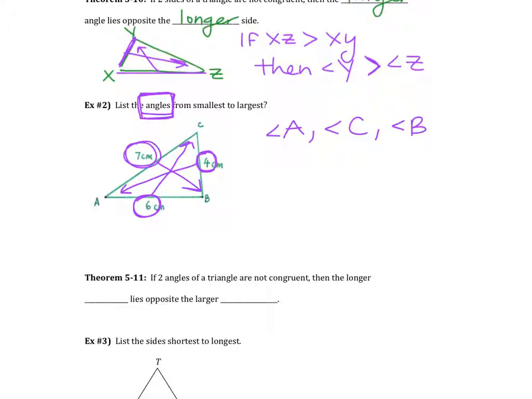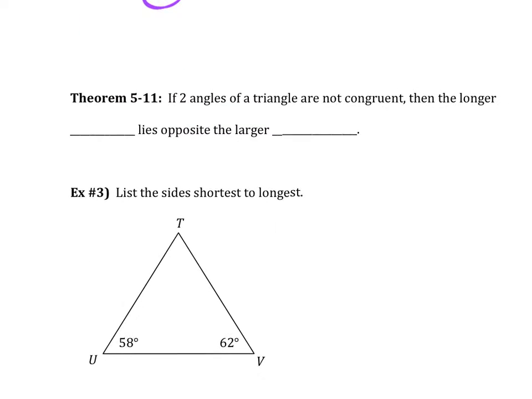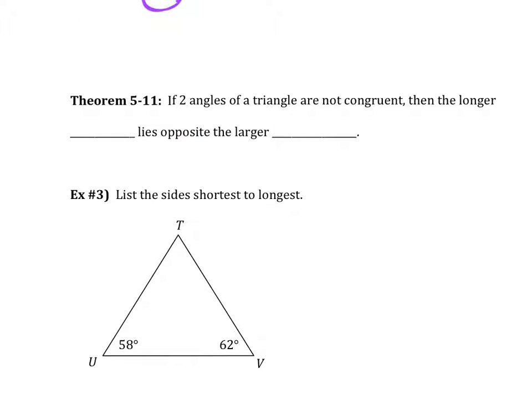No question. Okay, so then Theorem 5.11, very similar, slightly different, just in terms of what you're given and what you're looking for. So this one says, if two angles of a triangle are not congruent, then the longer side lies opposite the larger angle. So this is just looking at it the other way. Now we're going to list the sides in order from the angles that we have.